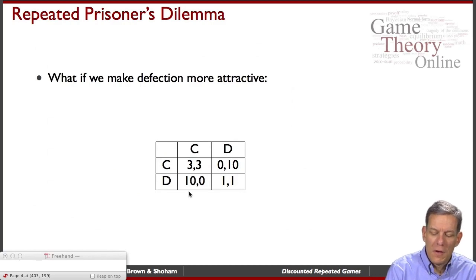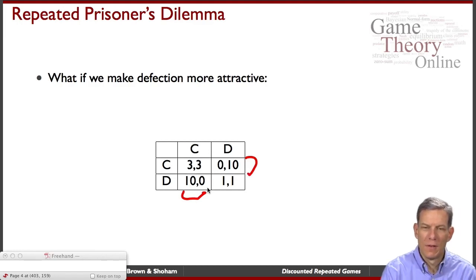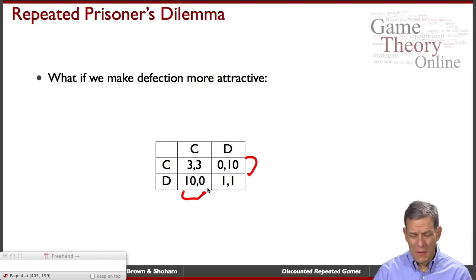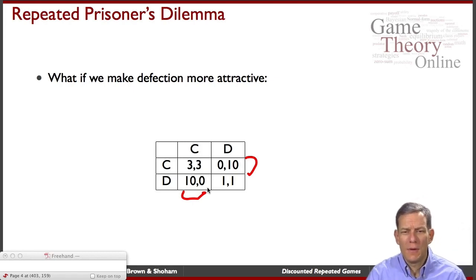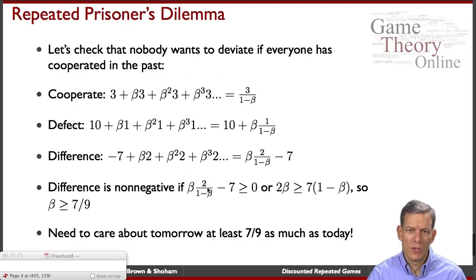Okay, so let's change the numbers a little bit and see what happens. So now let's try and make defection a little bit more attractive, right? So instead of 5, we'll make it worth 10 to defect. So now defection looks really attractive. What has to happen? Well, we can go through the same exact calculations we just did, but we're just going to change the numbers, right?